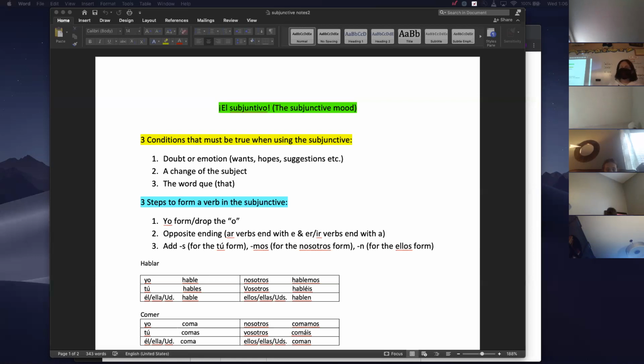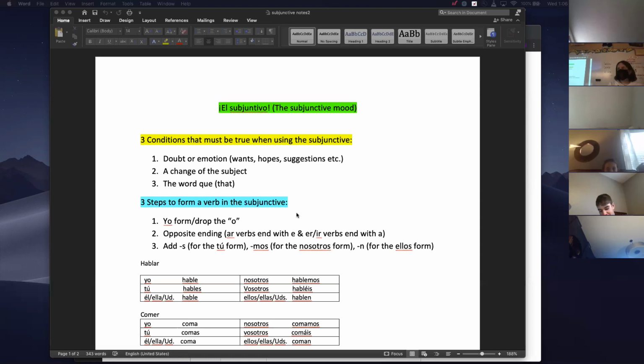It's not a tense because we're still looking at it in present tense. Later on in your Spanish career, you'll look at it in past tense, but it's just a part of the present tense. All right, so what I need you to know is basically the yellow part here and the blue part. I need you to know when to use it, and then I need you to know how to make it.